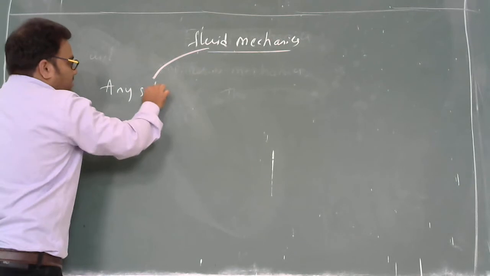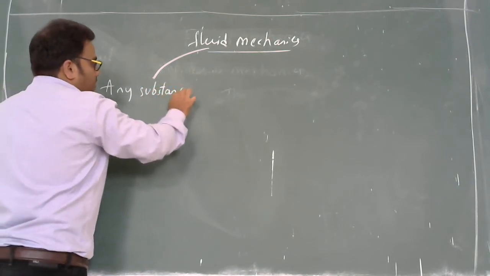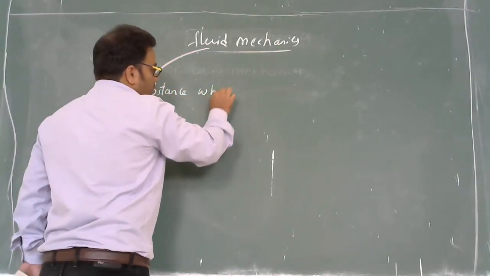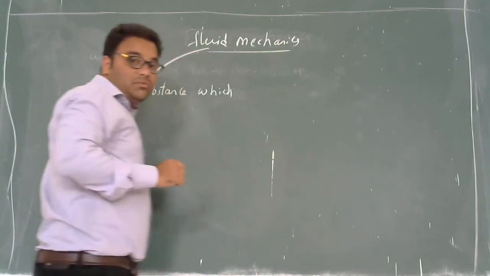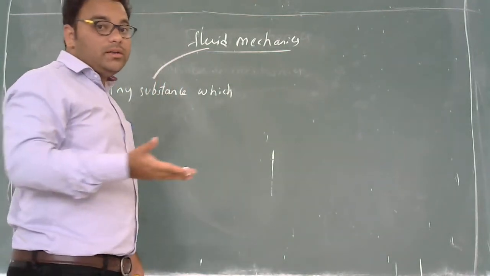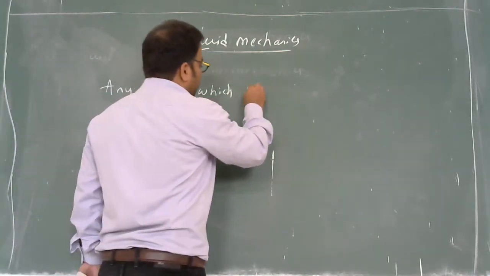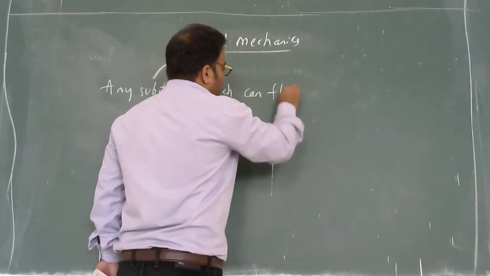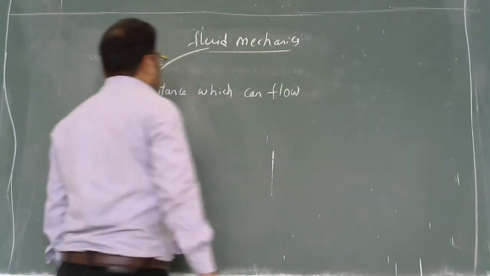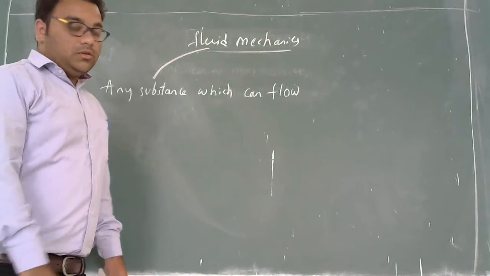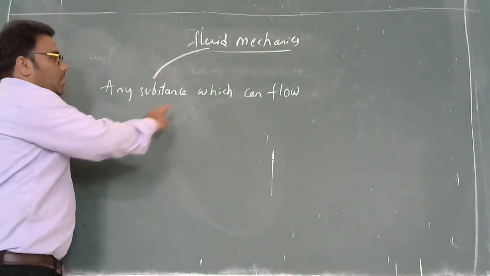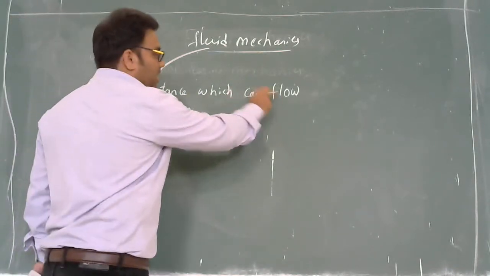Any substance which can flow, or any substance which has an ability to flow, is nothing but fluid. Any substance which can flow is called fluid. So see here, in this I have two things: one is substance and the other is flow.